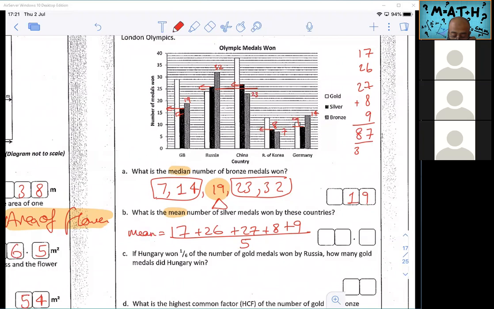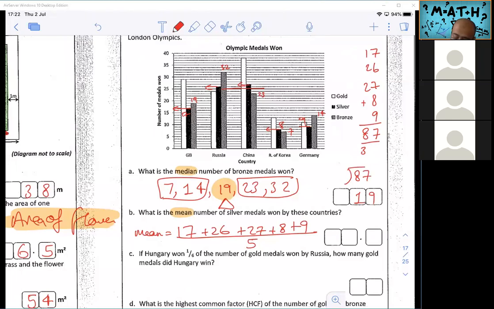Okay, 87 divided by 5. So question B, and then you have to divide it by 5. So here we go, bus stop technology. That'll be 1, remainder 3. That will be 7, that's 35, remainder 2, and that will be 4. So we get an answer of 17.4.